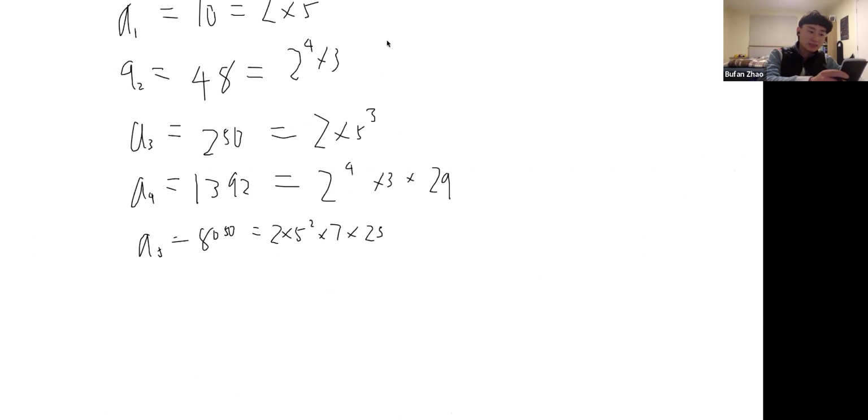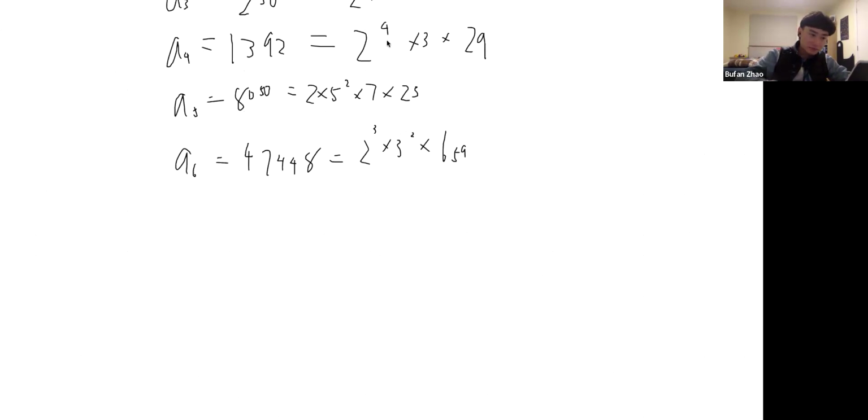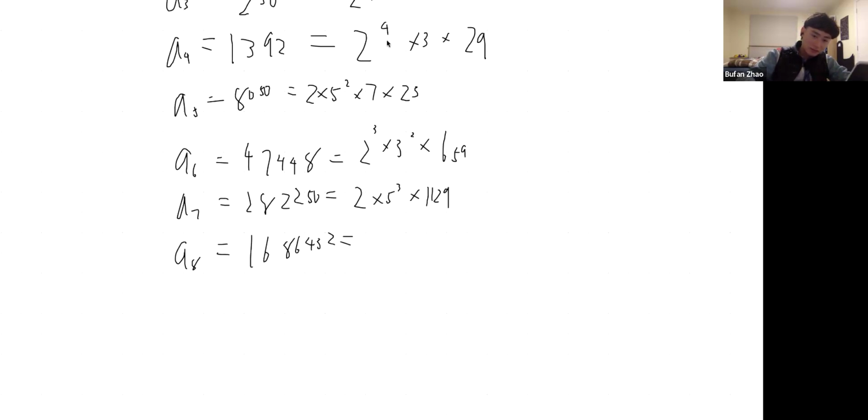Now, A6 is 47448, and its factorization is 2 to the power 3 times 3 to the power 2 times 659. Yeah, we're dealing with really big numbers here. A7 is 282250, which is 2 times 1253 times 1129. A8 is 1686432, which is 2 to the power 5 times 3 times 11 times 1597.